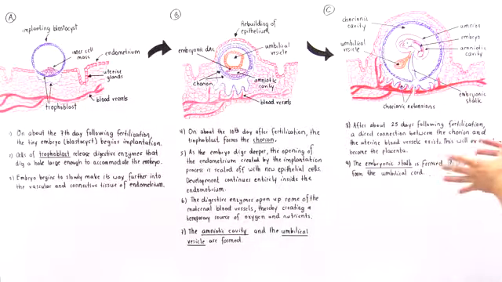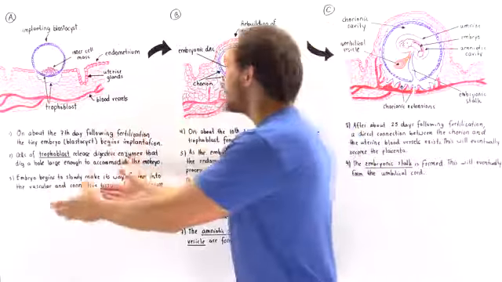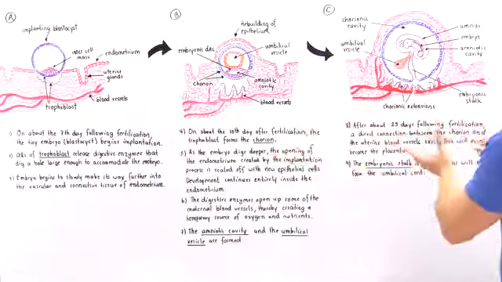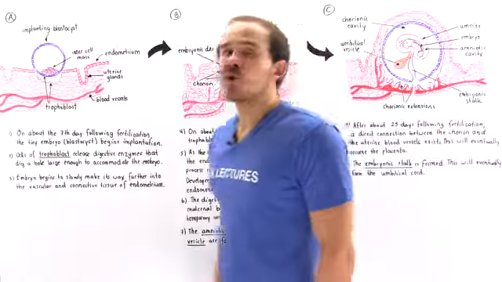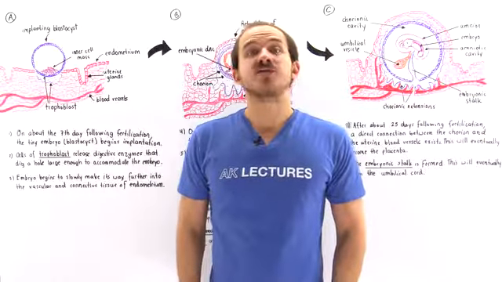So this is the process of implantation, and these describe what happens following implantation. In the next lecture, we're going to discuss something called gastrulation.